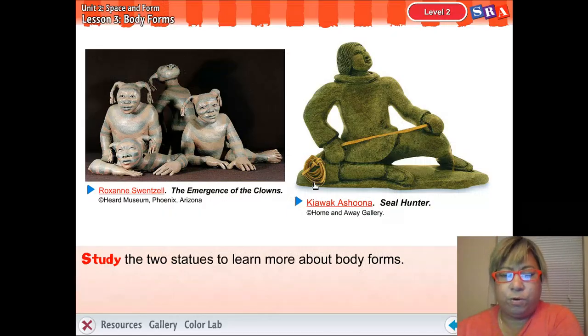They use seals for food. They also use them for all kinds of things because it's very, very cold up in the north. Okay?